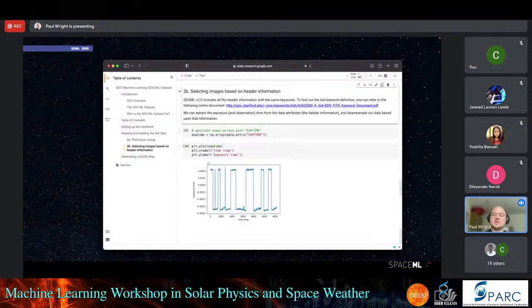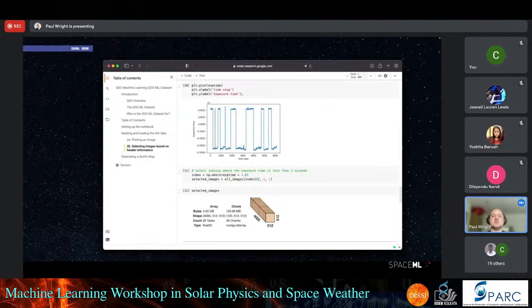As version 2 of the SJML contains header information, which we didn't have previously, we can also select a subset of this data using one of the keywords. Here's a very simple example using exposure time. In cell 9, we extract the exposure times from our array and then plot them. What we see is that this does vary over time.